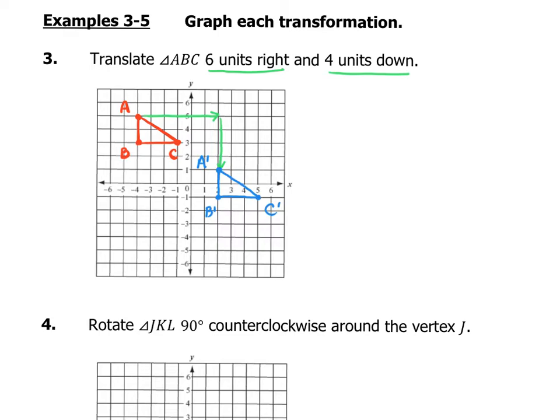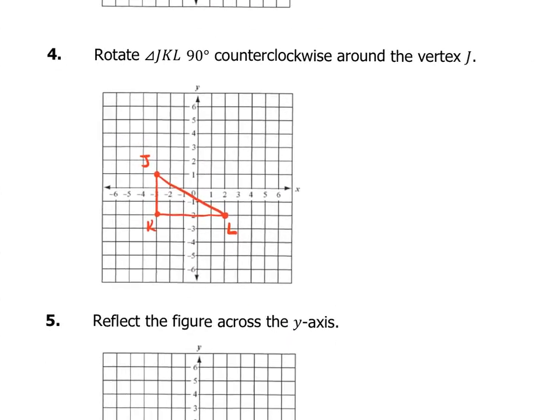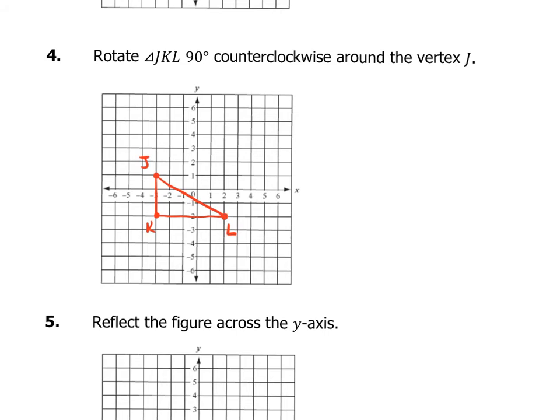Okay, number 4. The instructions are to rotate triangle JKL 90 degrees counterclockwise around the vertex J. So because I'm rotating around the vertex J, that means vertex J, this point here, is going to stay put. That point is not going to move in this figure.